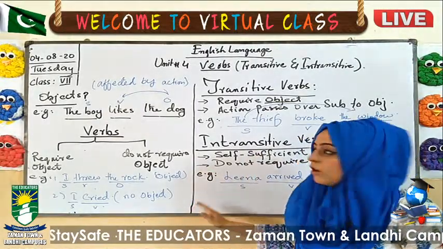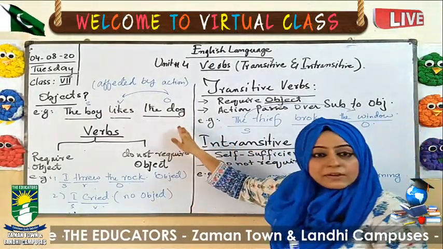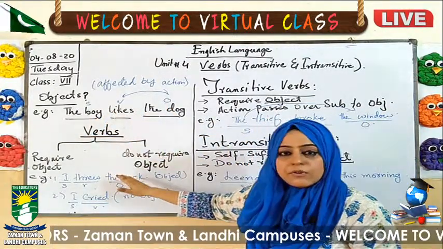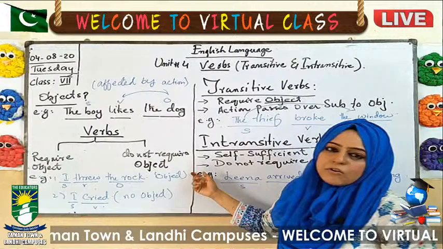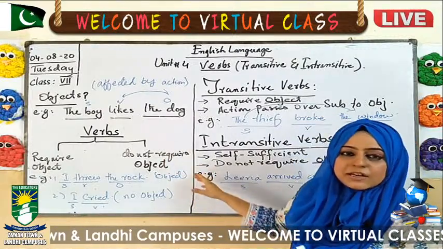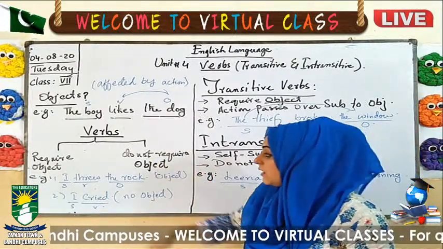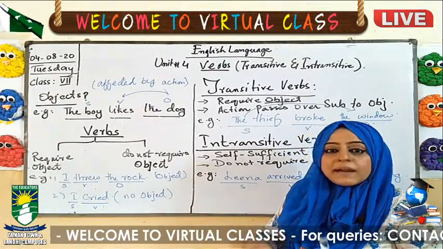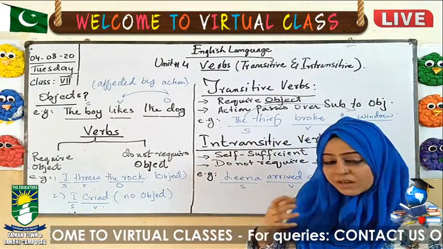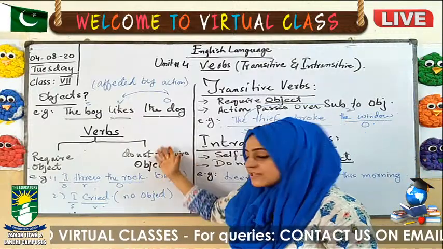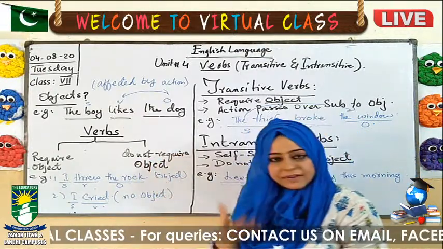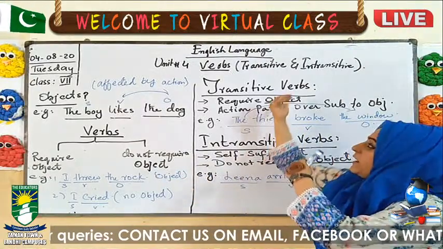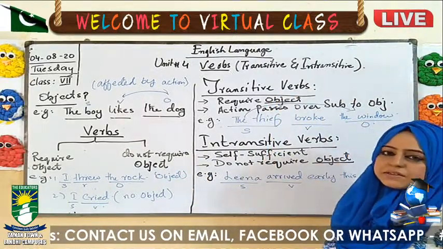Is that clear to all of you, what objects are? We learned earlier what objects are, then the kinds of verbs that require an object and do not require an object. I did not directly mention transitive and intransitive, so don't be confused. For your better understanding, I simplified it: first differentiate between requiring an object and not requiring an object, then we head towards transitive and intransitive verbs.